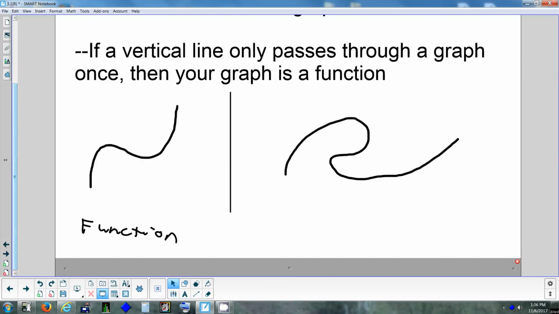Okay. Let's do the one on the right. Is it hitting more than once there? No. How about there? Yes. Okay, so in that case, that is not a function. It doesn't matter where you put the vertical line. You can put it anywhere. If it can hit the graph more than once, it's not a function.